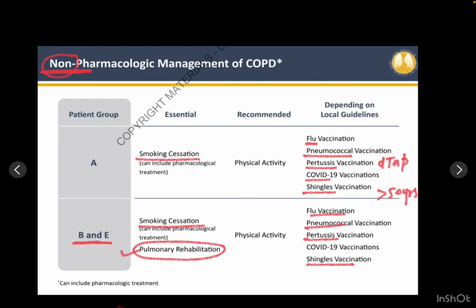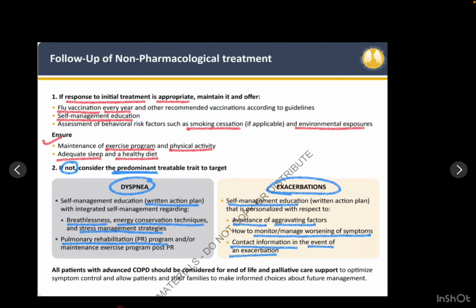The same vaccines are given in groups B and E, and physical activity is recommended here also. But in groups B and E, after smoking cessation, they are saying pulmonary rehabilitation is also essential. So in groups B and E, pulmonary rehabilitation is essential, and in group A, it is not essential. They are talking about the follow-up of non-pharmacological treatment.